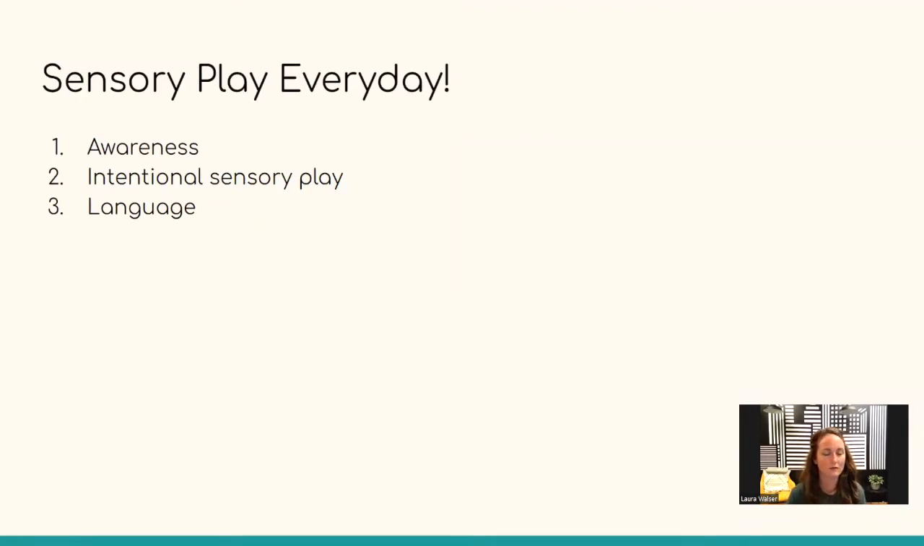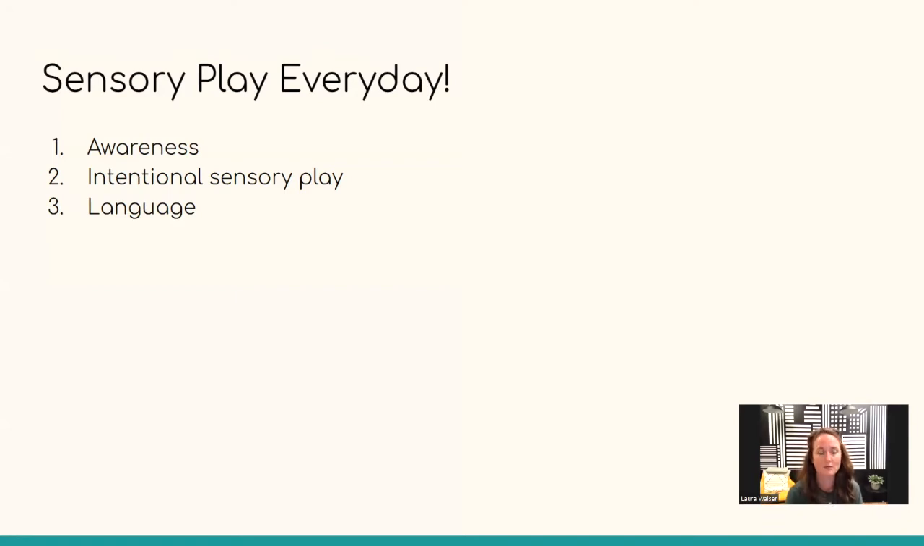So another phrase that I like to use, I think that's an OT thing, is sensory play every day. Okay. So we want to be incorporating sensory activities and sensory play into everyday classrooms. And so we're going to talk a little bit about that, and I'm going to break that down into 3 parts. And I think the first thing to emphasize is that everything can really be sensory.